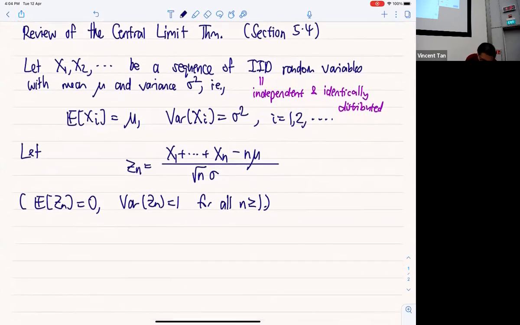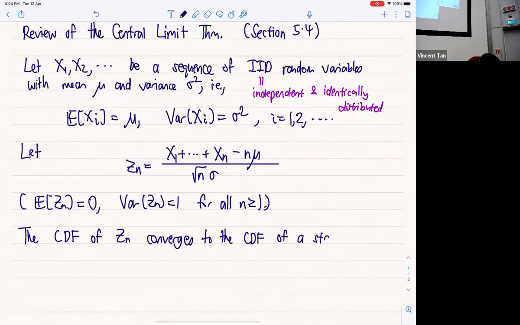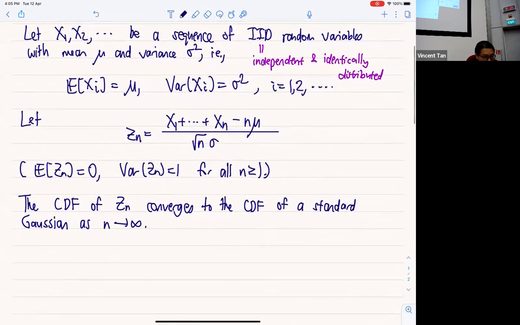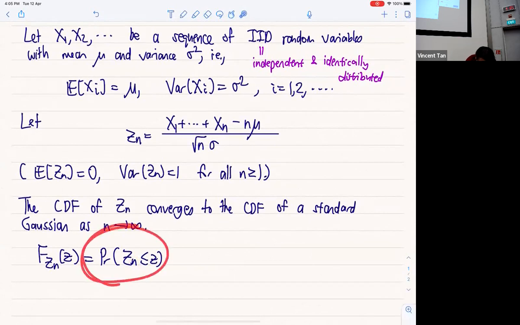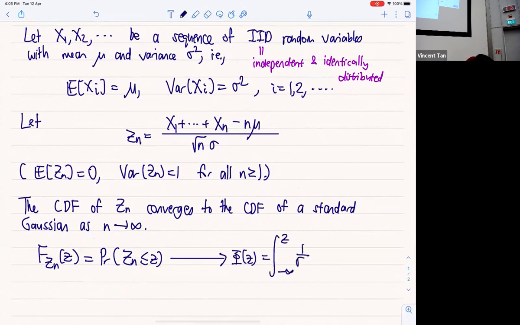The central limit theorem is the following statement. The cumulative distribution function of the newly created random variable Zn converges to the cumulative distribution function of a standard Gaussian random variable as the number of random variables n tends to infinity. Mathematically, we can write the CDF as F of Zn at z, that is the probability that Zn is less than or equal to z. When we say that a sequence of numbers converges, we mean that as the index becomes very large, the sequence goes towards phi of z, which is the integral from minus infinity to z of the standard Gaussian density.